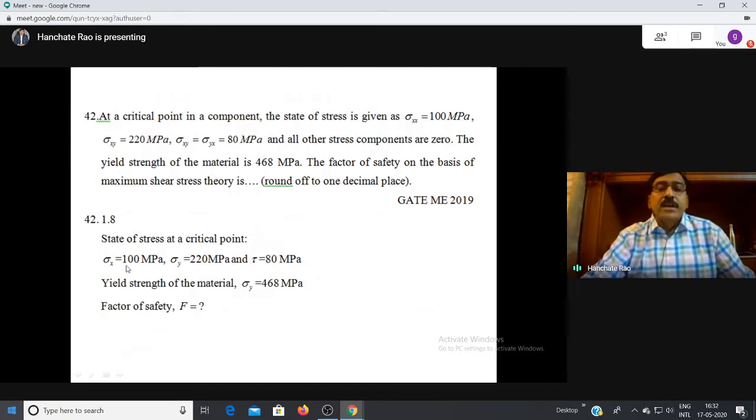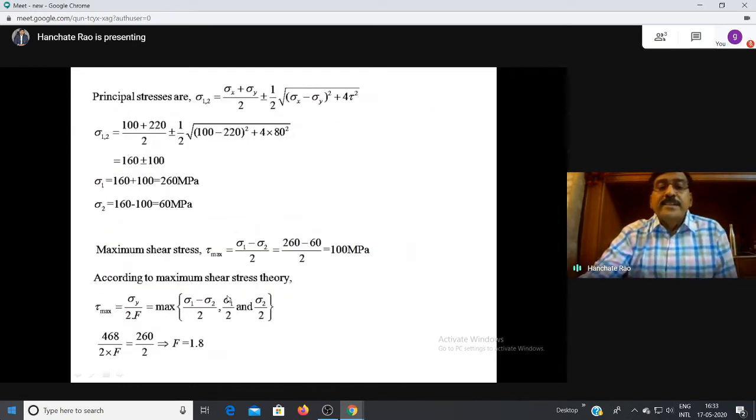He has given us sigma x, he has given us sigma y, we may get sigma 1 by 2 as the maximum shear stress. So if you consider that criteria, you get tau max, so the maximum is sigma 1 by 2, 260 by 2, which is 130. Okay, 130. So from this also, 468 divided by 130.